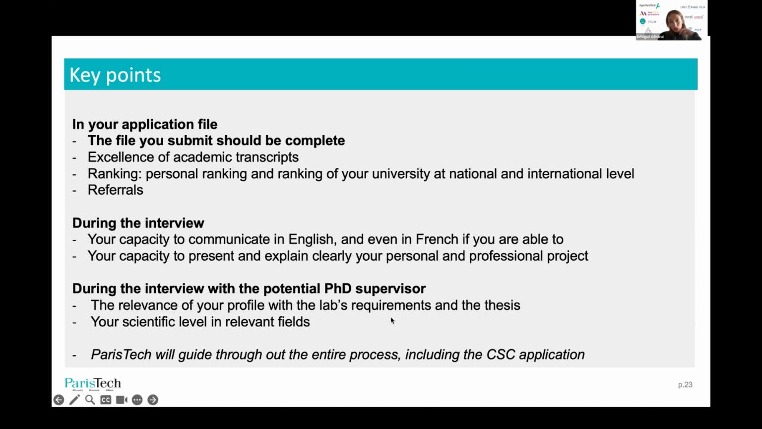And during the interview with the potential PhD supervisor, just be sure that you deeply understand the requirements and the thesis of the labs that you are looking at, and that your scientific level is also sufficient and relevant. And of course, ParisTech will guide you throughout the entire process, including the CSC application. You will receive mails once again for each step. So just be relaxed about it for now.